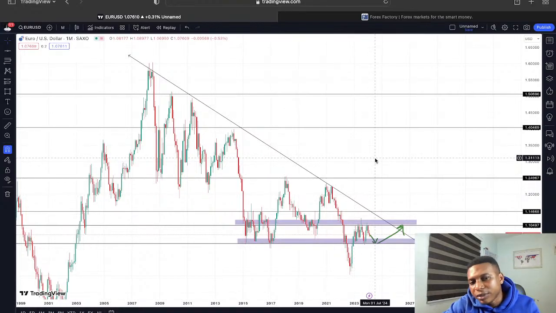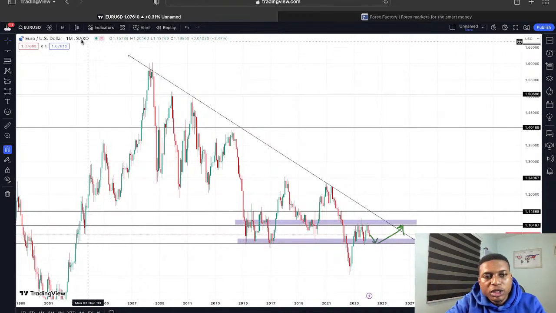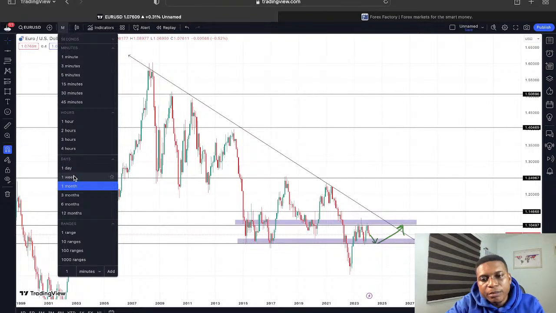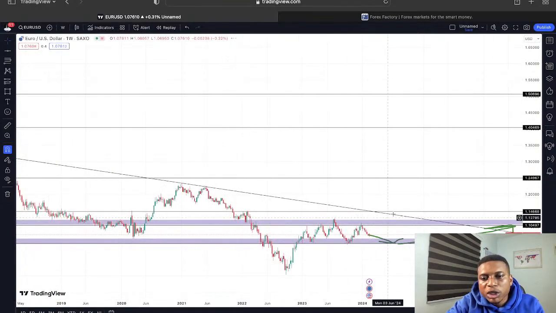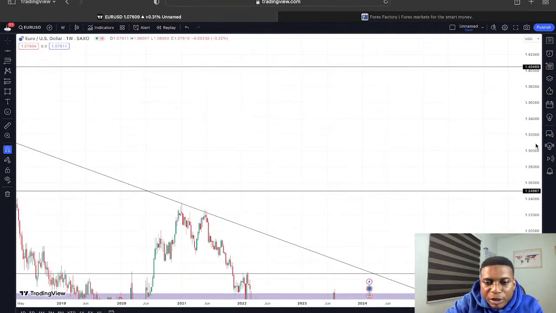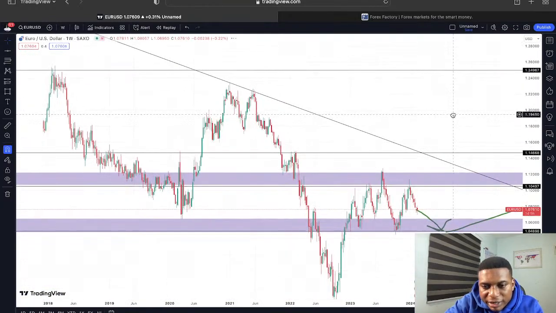Now, one interesting thing we need to know about the top-down approach is that it gives us the opportunity to weigh in on different time frames. Then we go into the lower time frame, which is the weekly time frame, to get a clearer picture of market trends.